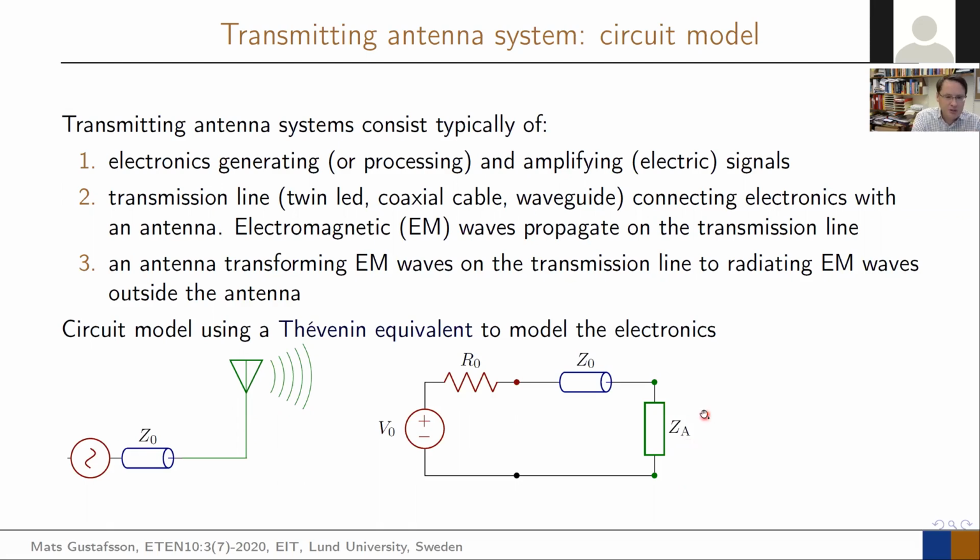So that means I need to say, what is this one? How do we interpret this input impedance of the antenna? That's what we need to know from the antenna point of view.